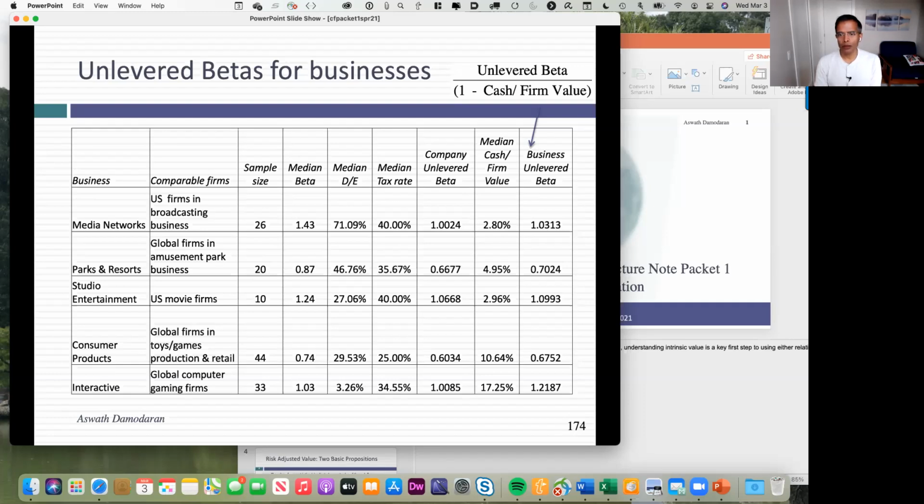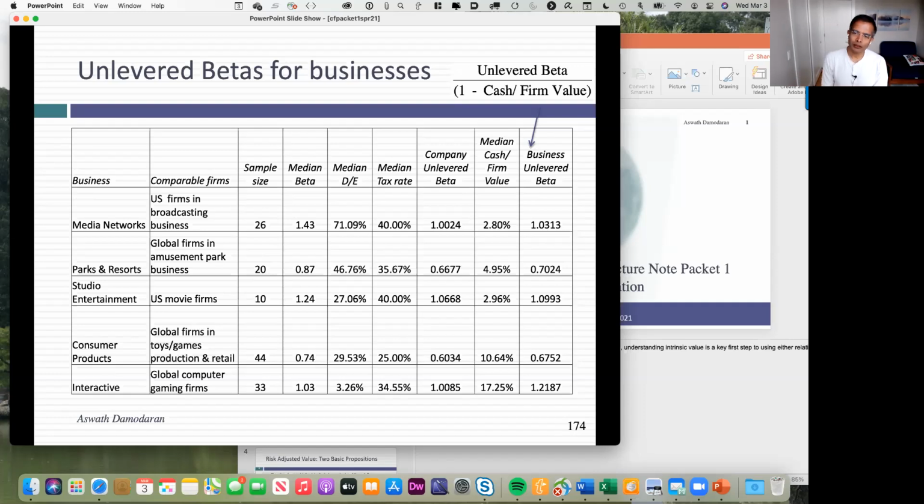I computed the betas for these companies and an unlevered beta. And I'll come back and go through that process of how I do that by focusing on one of these businesses, the studio business. And you're going to see me go through the detail. But for broadcasting, it became companies that come out of the broadcasting business.